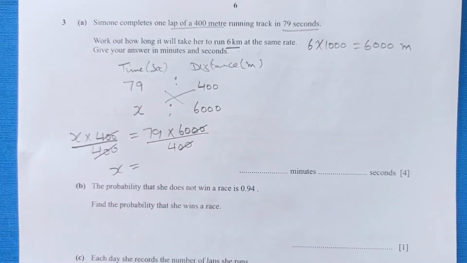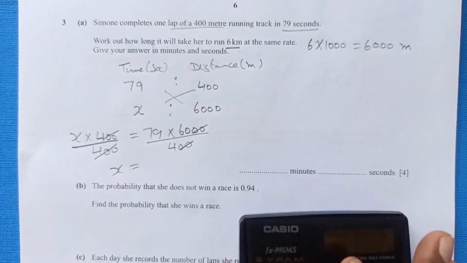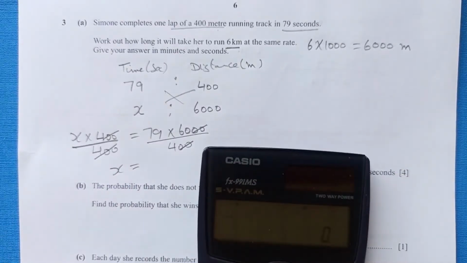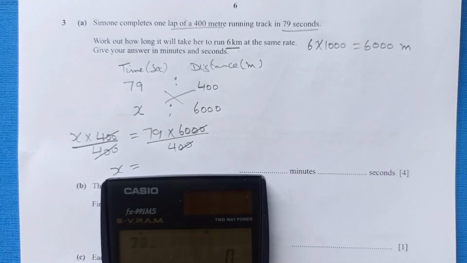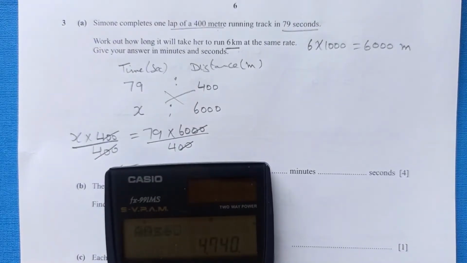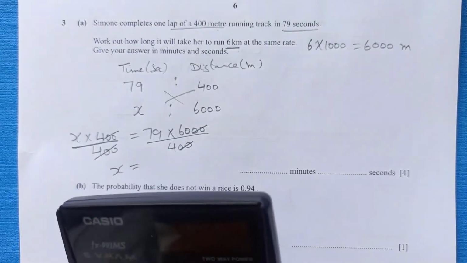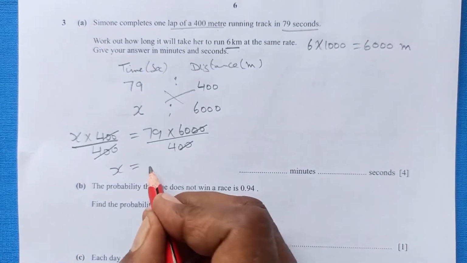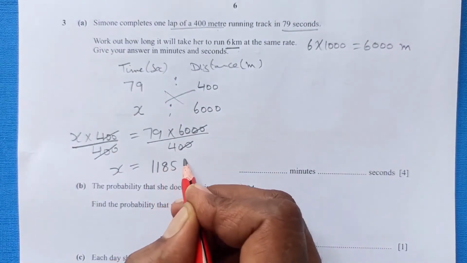So x is 79 times 60 divided by 4. This is 1185 seconds.